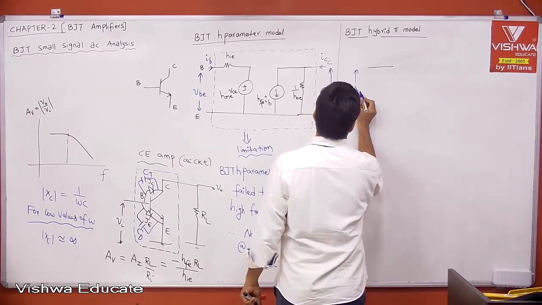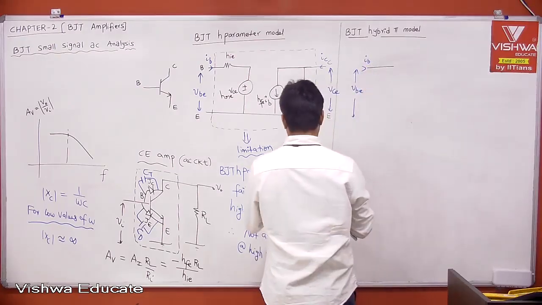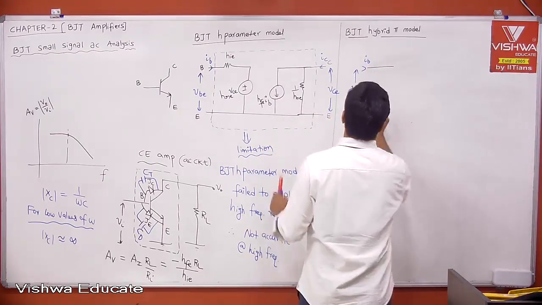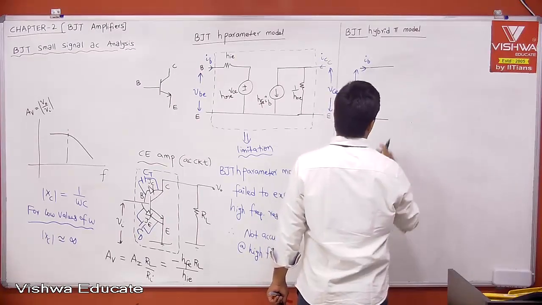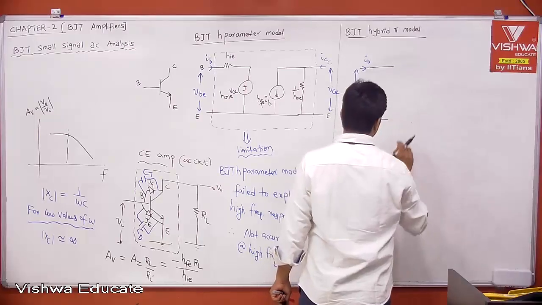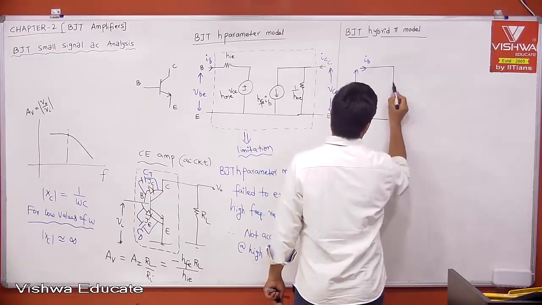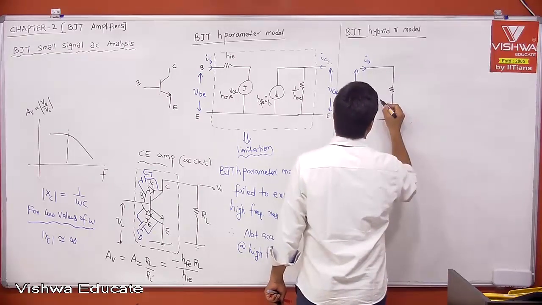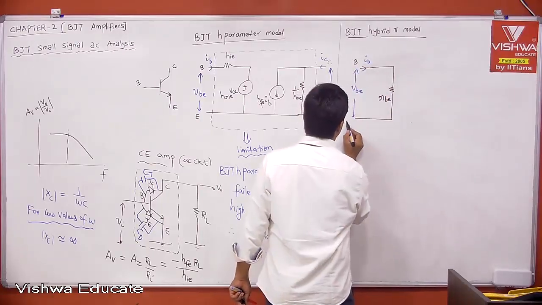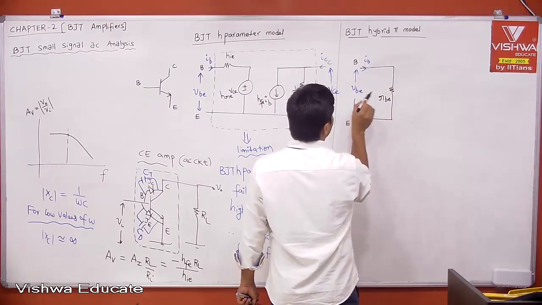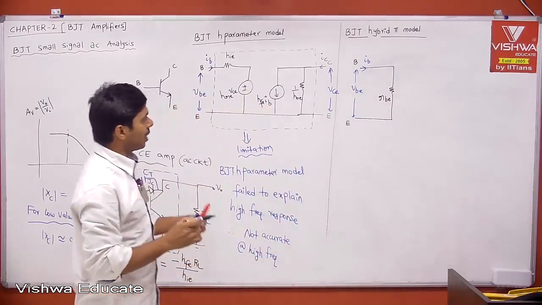Input is VBE and then input current is IB. Now, based on the operation, let me call this RBE, base to emitter, because this is base and this is emitter. Therefore your IB is equal to VBE by RBE, whatever I am representing. But we have something more.